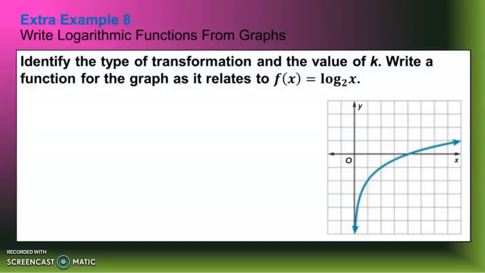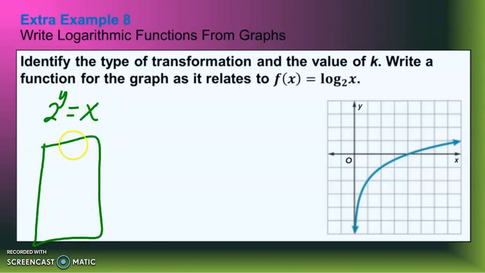Moving to our next example, identify the type of transformation and the value of k. Write a function for the graph as it relates to f of x equaling log base 2 of x. So again, I can write it as 2 to the y power equals x. And if I drew a table of values, this is my x, this is my y. Okay, I'm going to use -1, 0, and 1 again.